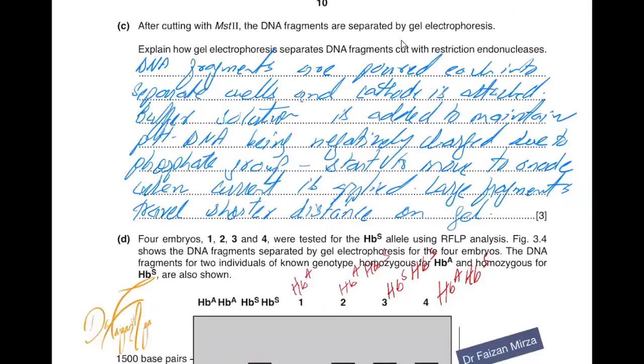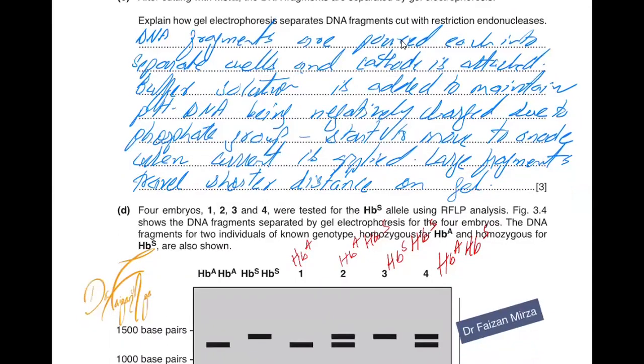After cutting the DNA, the fragments were separated by gel electrophoresis. Explain how gel electrophoresis separates DNA fragments cut with the restriction enzyme. The DNA fragments are poured each into separate wells, and the cathode is attached. We know a buffer solution is added to maintain the pH. DNA being negatively charged because of the phosphate group, the fragments start to move to the anode when the current is applied. Larger fragments travel a shorter distance on the gel, so this information can be added.